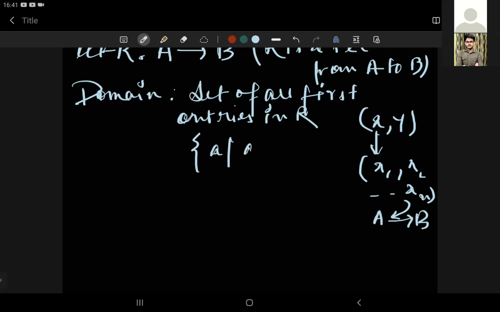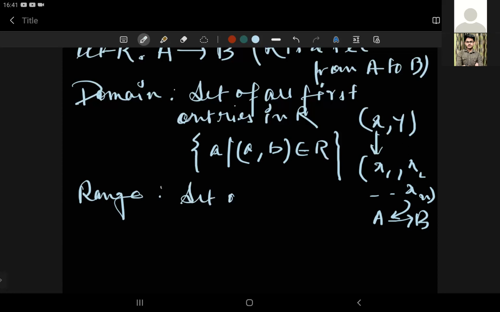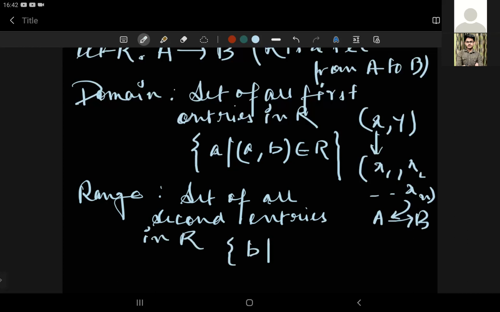So domain is the set of A such that A comma B belongs to R, and obviously for range, similarly, we can say the set of all second entries in R. So it is basically B such that A comma B belongs to R.